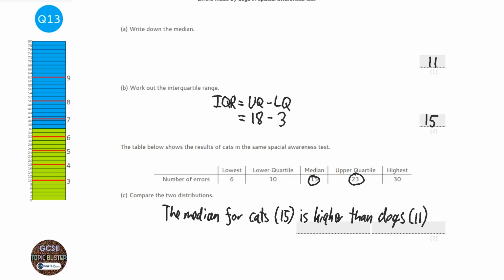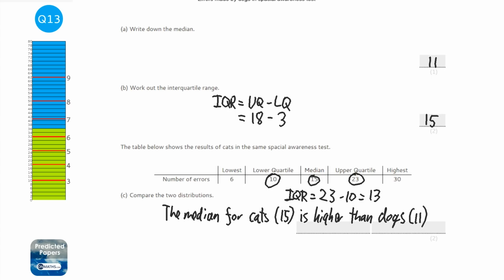Now you could pick the overall range, or it's probably easier just using the interquartile range, and I've just done that wrong because the interquartile range for the cats obviously would be 23 take away 10, which is 13. That's very different, right? So for the cats it's 13, for the dogs it's 15. Now 13 and 15 are not that far away, so you might say they are more or less the same, or you might say that the interquartile range is higher for the dogs. As long as you back it up with the numbers and say something that makes sense, then that's absolutely fine.